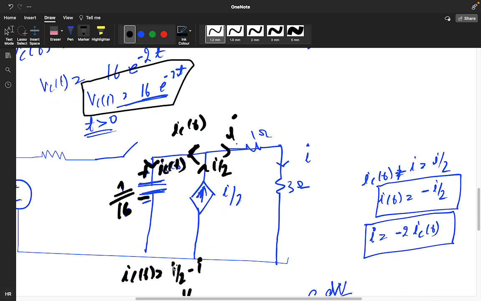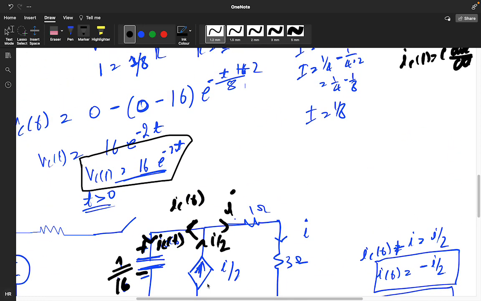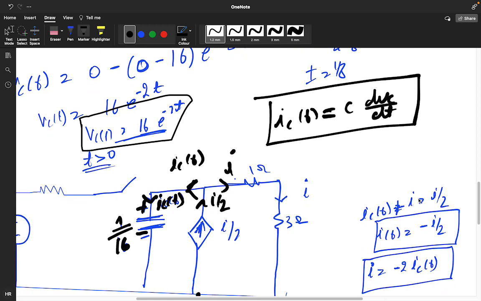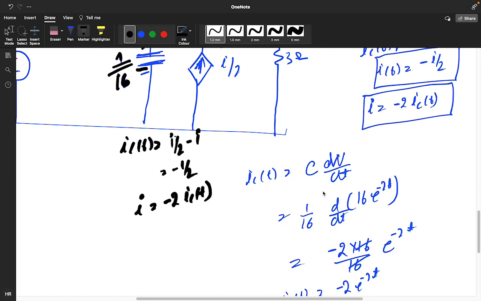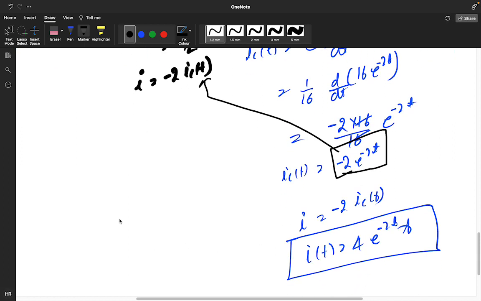And you know the VC of t value. If you know the VC of t value, you can find IC of t. There is a direct relation, IC of t is equals to C dVc by dt. While doing this, I use this relation, and C value is 1 by 16, and VC value I get as 16 e power minus 2t. While solving, I am getting IC of t value is minus 2 e power minus 2t. Substitute this equation in this and get the value of I. And I got the value of I of t is 4 e power minus 2t ampere.